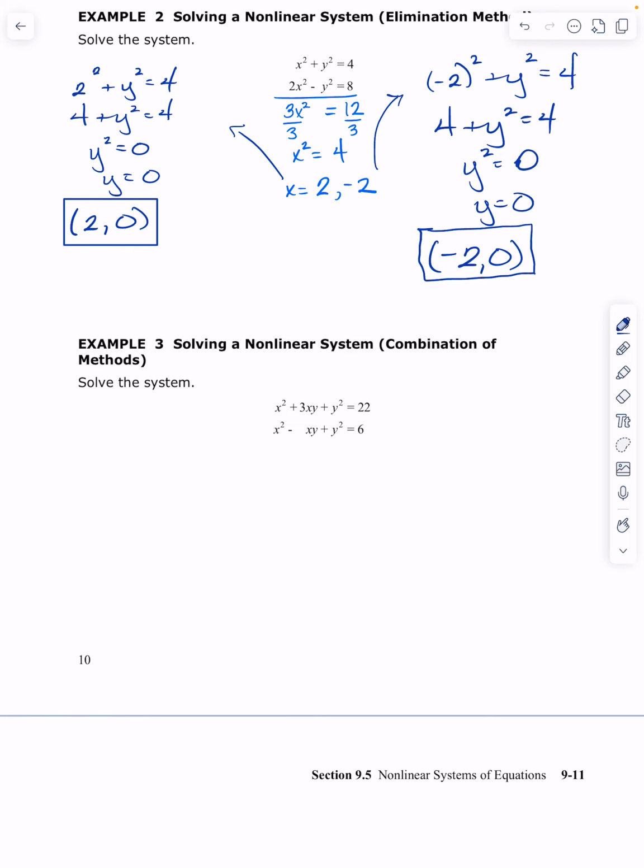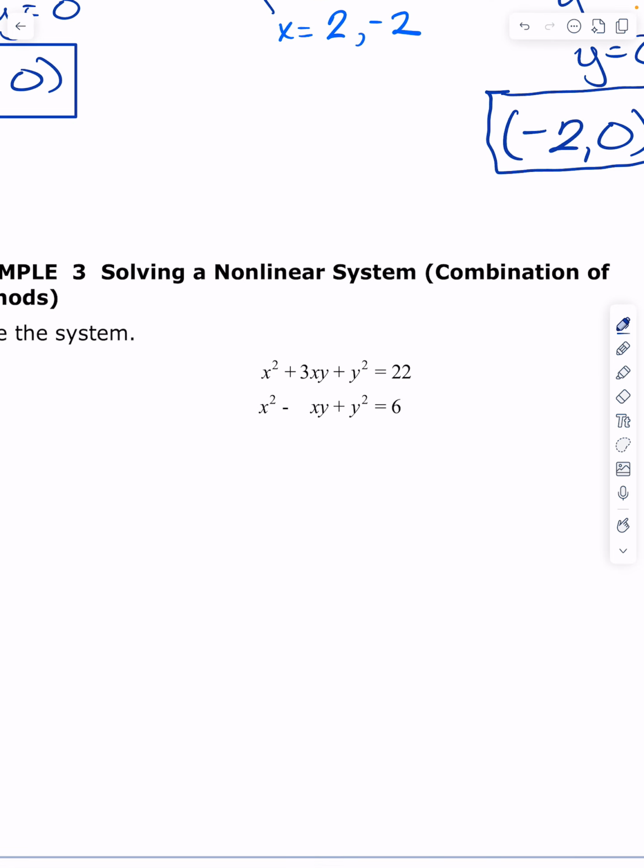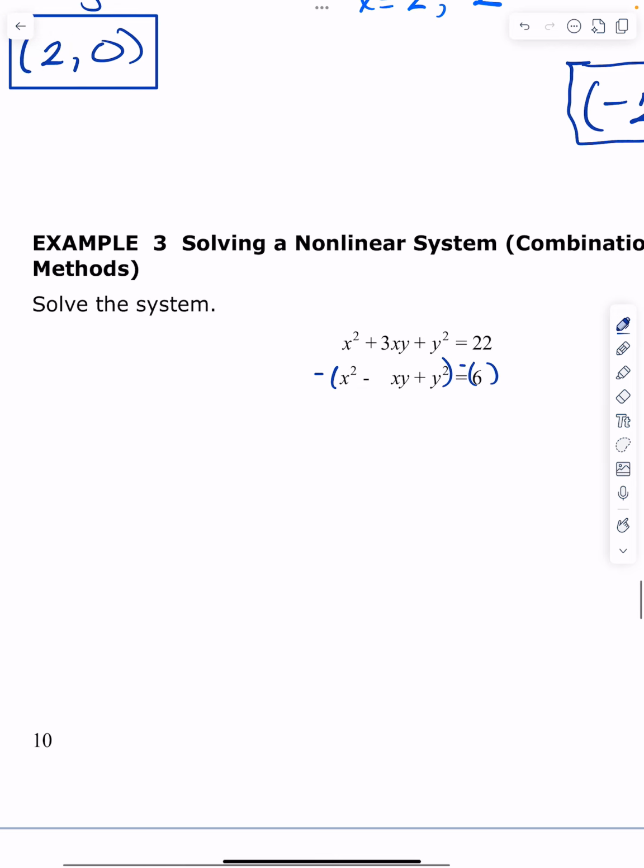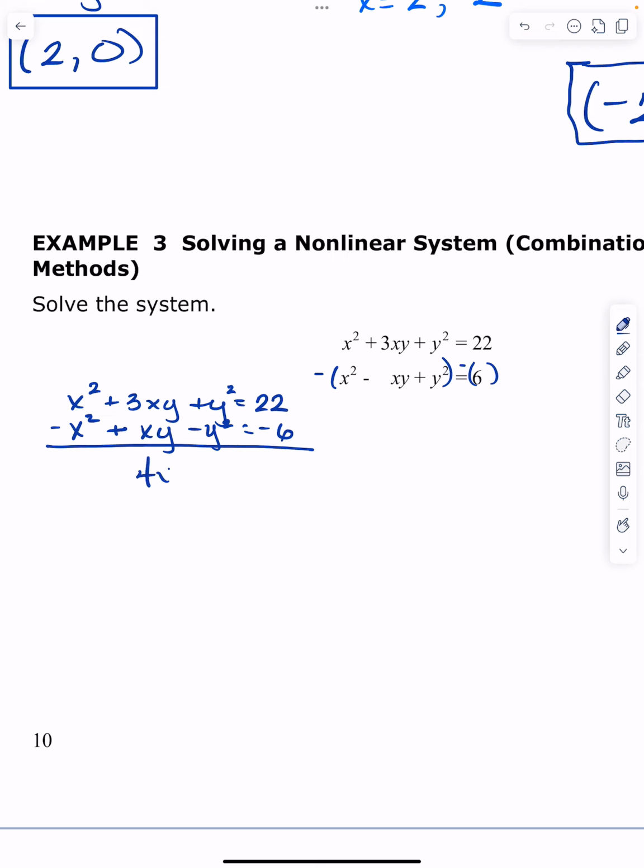Okay. So now let's take a look at example 3. We've got something that looks a little different. We're not used to seeing that xy term. So here's what I'm going to do. I got an x squared. Let's go ahead and get rid of that. I'm going to multiply this bottom equation by negative 1. I'll move everything over here to the left, see if I can keep this organized. X squared plus 3xy plus y squared equals 22. I got minus x squared plus xy minus y squared equals negative 6.